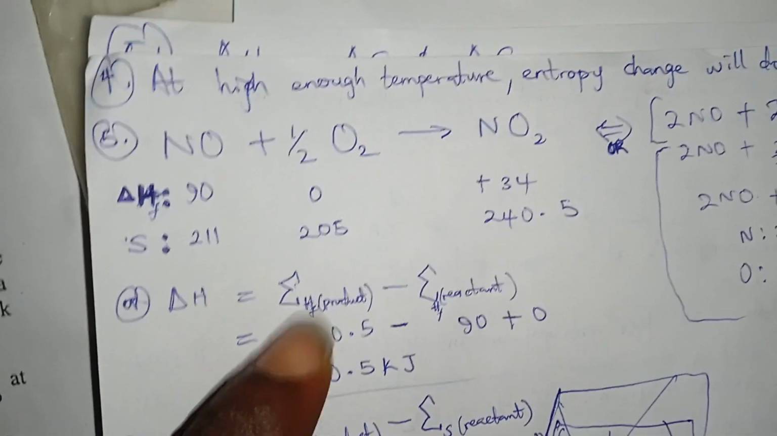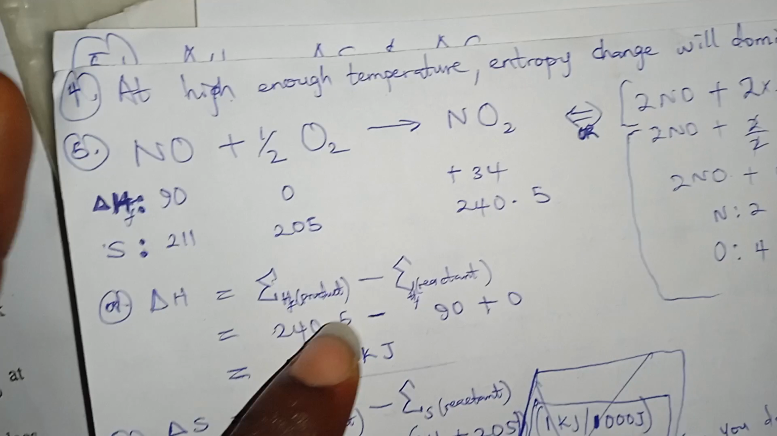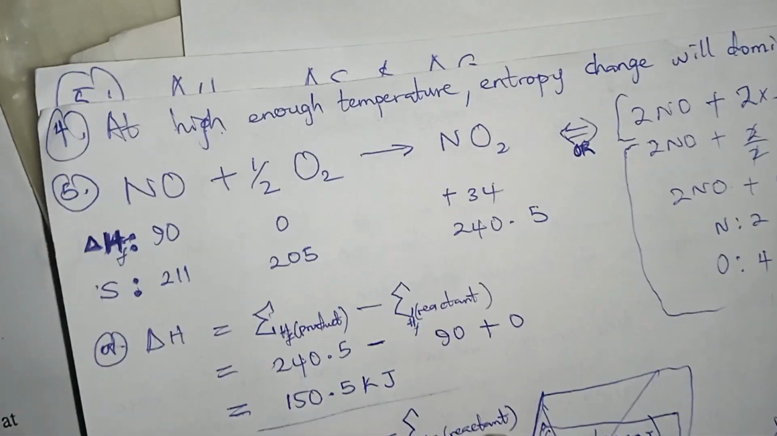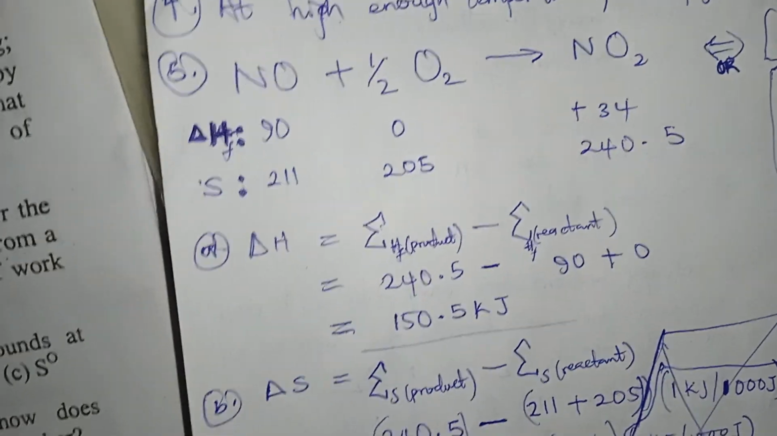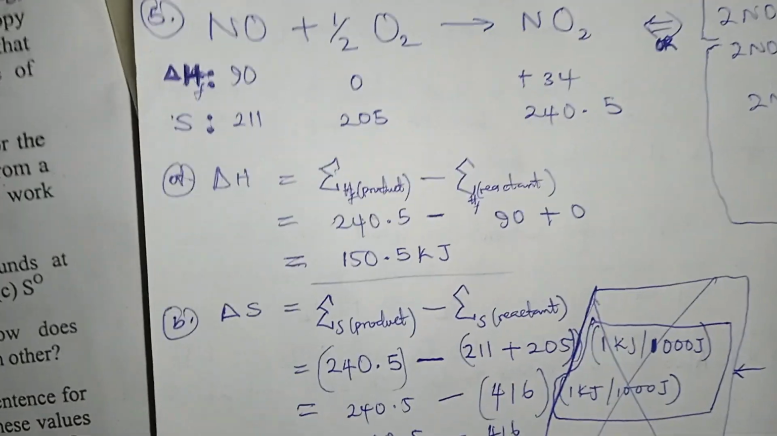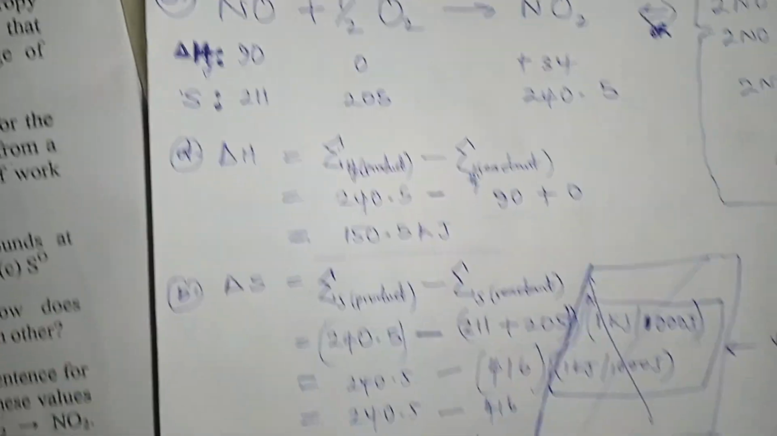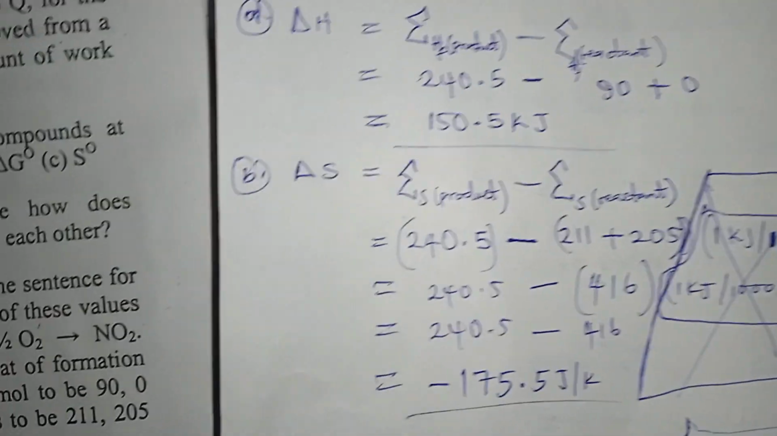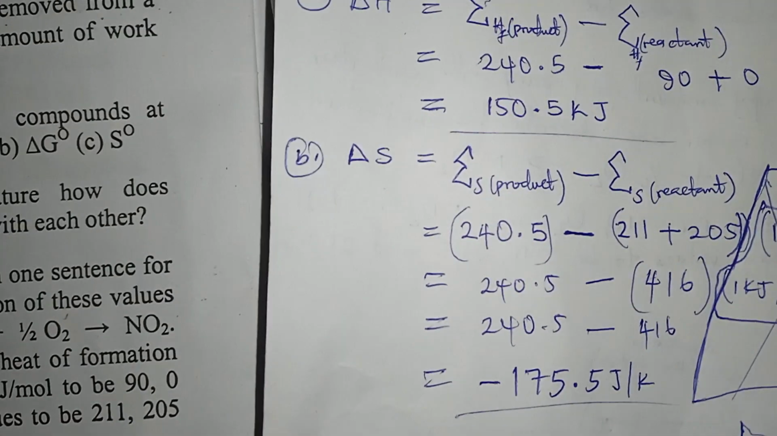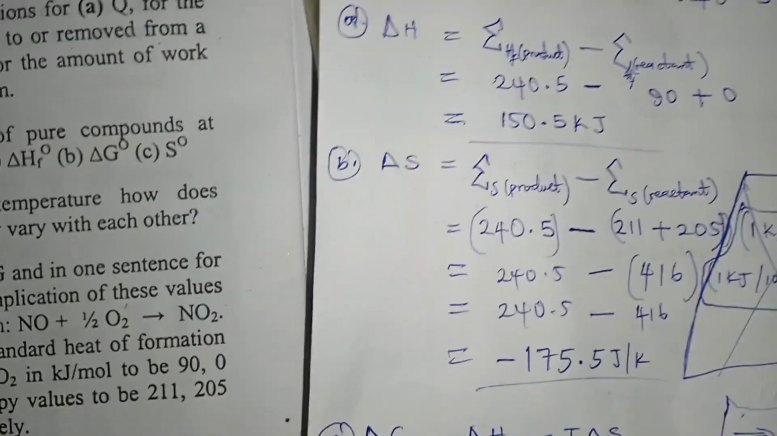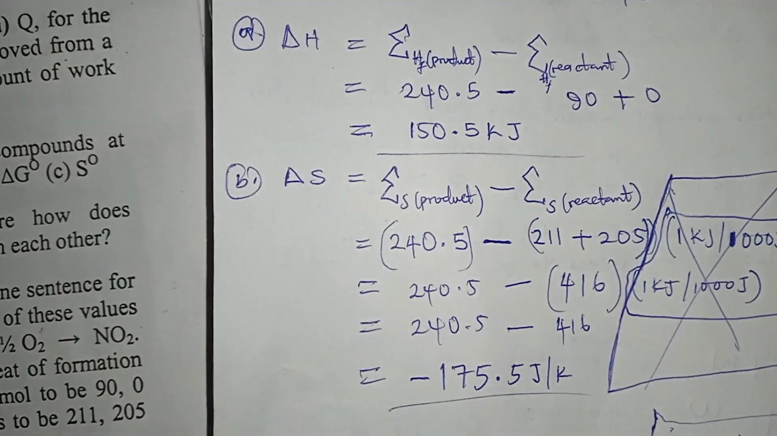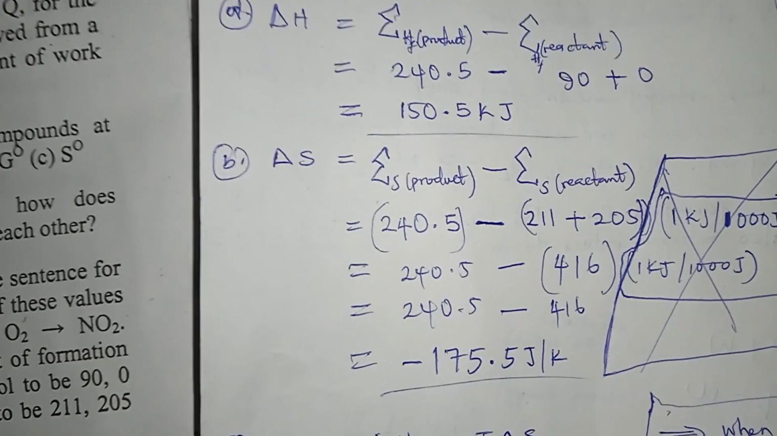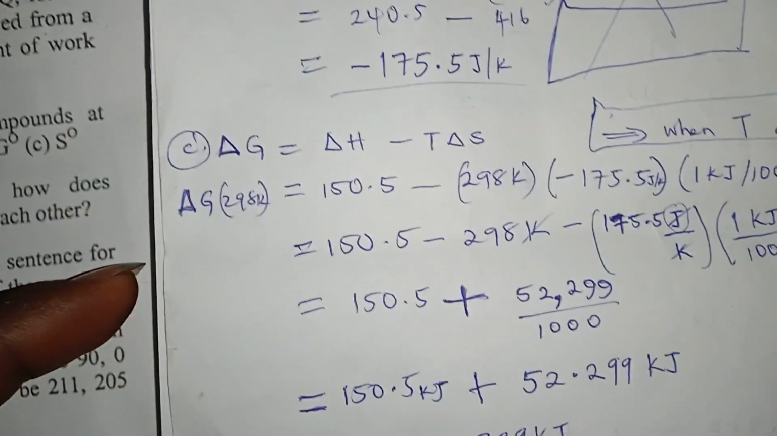If you solve, the enthalpy of the products is 240 minus 90 plus 0 for oxygen, which is a pure element. Now when you do it, you have 150.5 kilojoules. Then moving down for entropy change, we have 240.5 minus 211 plus 205. When you solve, you get minus 175.5. So I've solved it already.